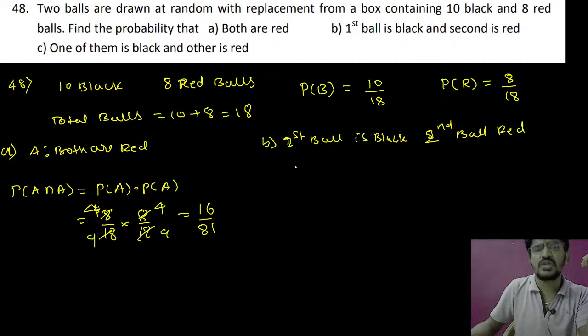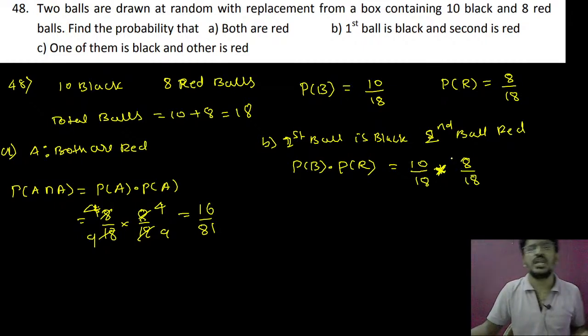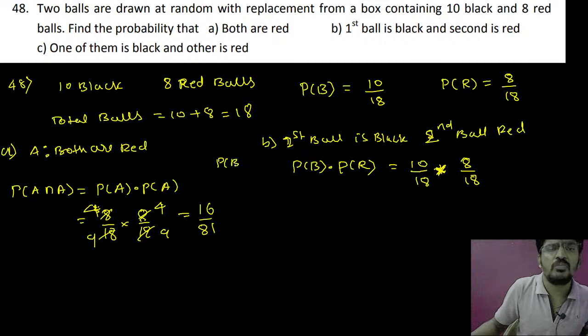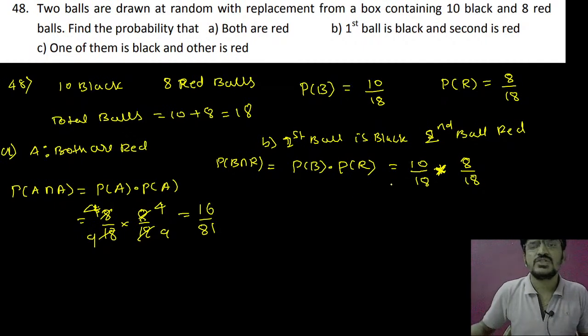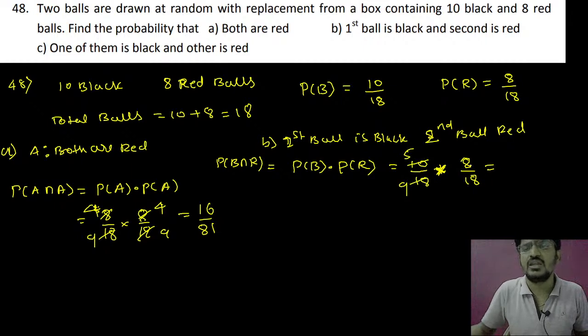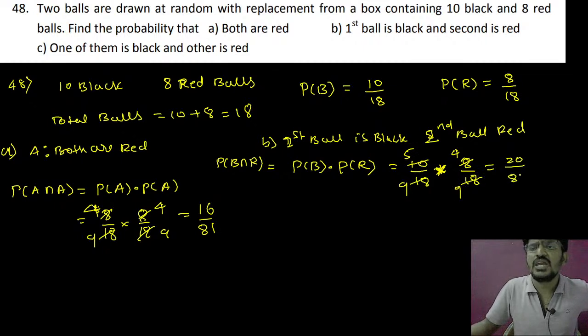We have to take first ball is black means P of B into second ball is red means P of R. So P of B is 10 by 18 and multiplied with 8 by 18, because both are independent events. So this is nothing but P of B intersection R. First ball is black, second ball is red. So therefore 10 by 18 into 8 by 18, that is 2 into 5, 2 into 9, 2 into 4, 2 into 9. So that will be 20 by 81.